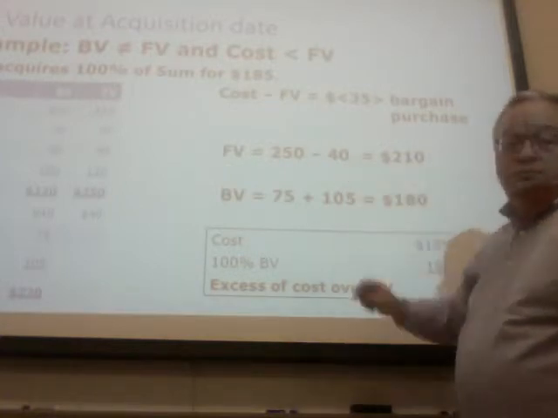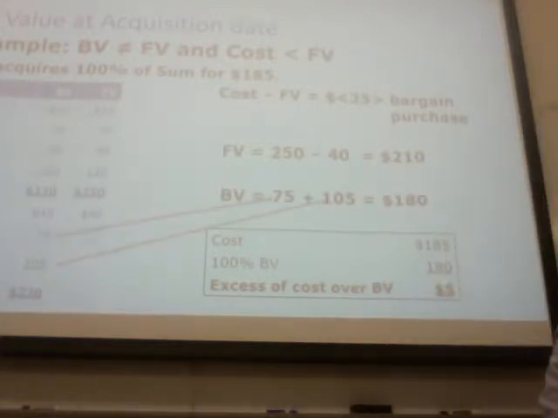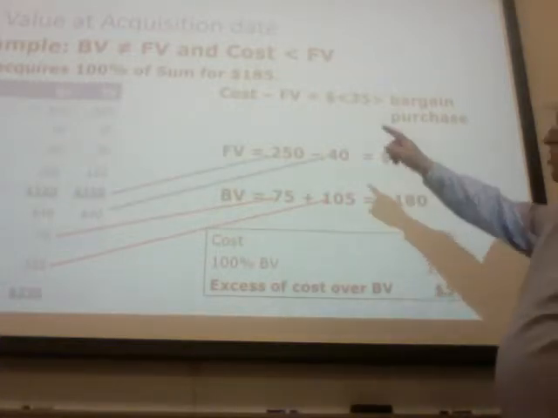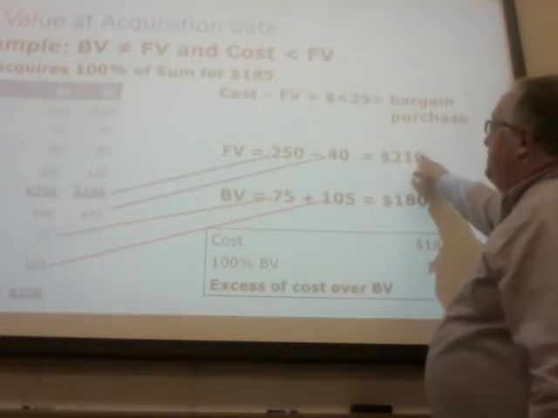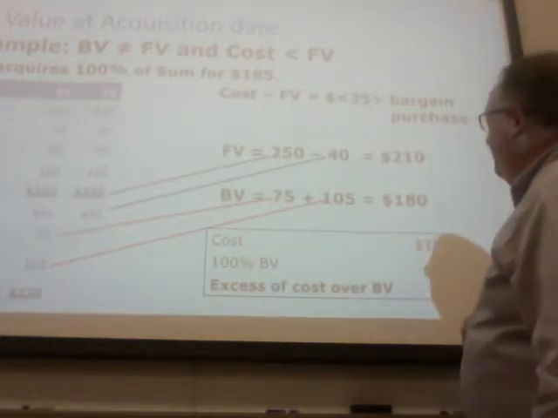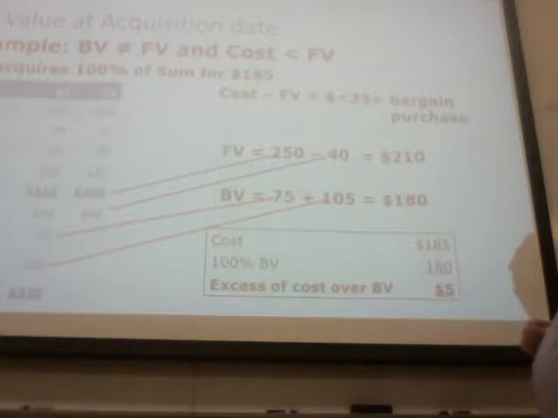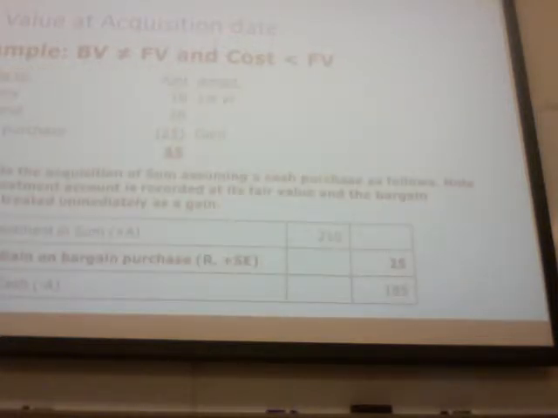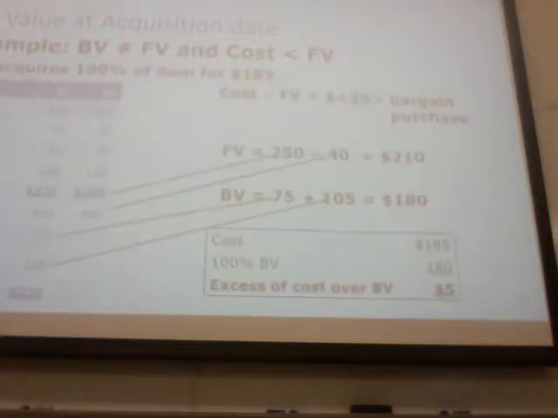There's our book value. There's our fair value. There's our cost, 185. Cost minus fair value is going to be a $35 bargain. 25. It's 25, isn't it? Yeah, it's 25. I just want to see if, yes, it's 25. See how editable that is.